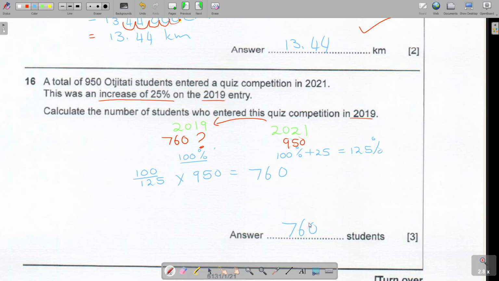And how can I test it? Increase that 760 by 25%. Say 125 over 100 times 760, and you will get the 950. It's really not so difficult. Go to page 15 and practice that. They love asking these questions in an examination. One mark they will give for that method and one for the final answer. It's actually counting 3 marks, so if they see you were getting that 125%, they will also give you a mark. That's why you should show all your methods.